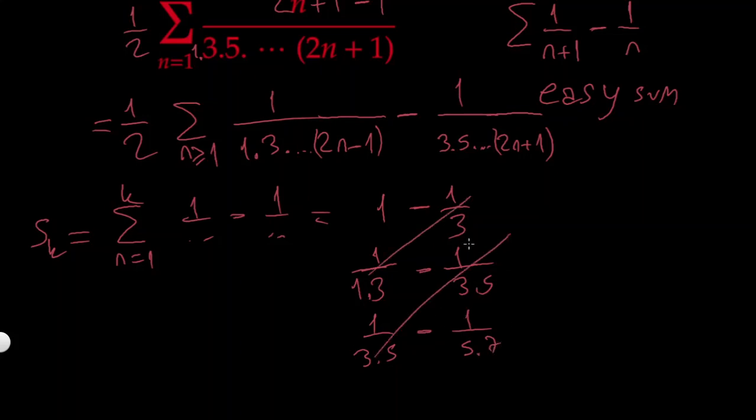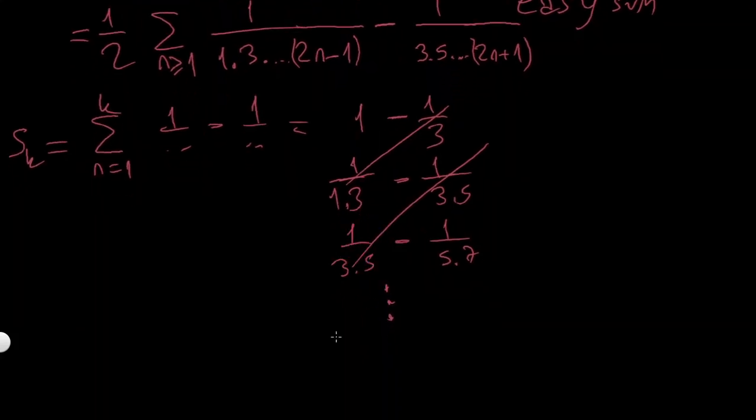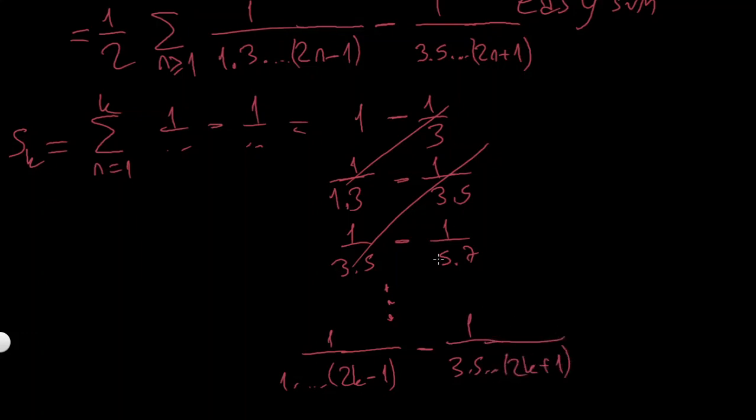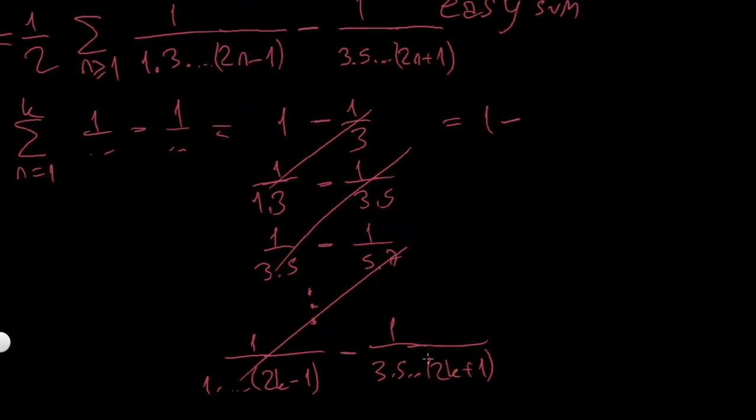So every term is canceling like this, and if I keep doing this up to k, when I put k, it's going to be 1 over 1 times up to 2k minus 1, minus this, which is going to be 3, 5, up to 2k plus 1. And this term will also cancel, so therefore s_k is going to be equal to 1 minus this thing, which is 1 over 3, 5, whatever, up to 2k plus 1.